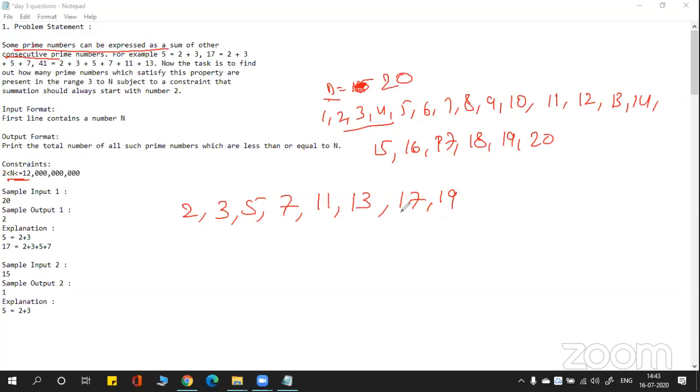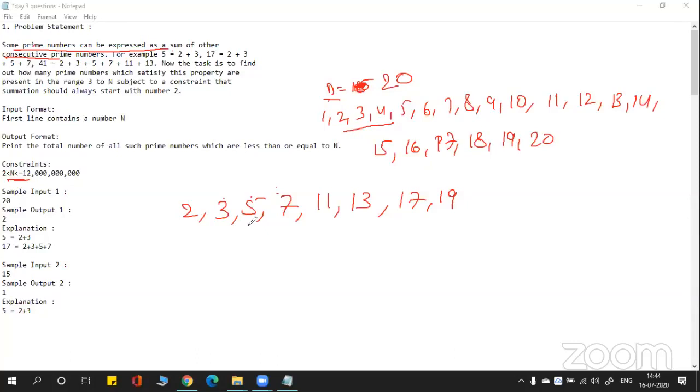So in these prime numbers, what should I do? I should find out the sum of consecutive prime numbers. I should find out the number of prime numbers which can be expressed as a sum of consecutive prime numbers. I cannot take 2 and 7. I cannot add 3 plus 7. I cannot take 5 or 11. I cannot take 11 and 7. I should take only adjacent numbers, because they are telling consecutive prime numbers.